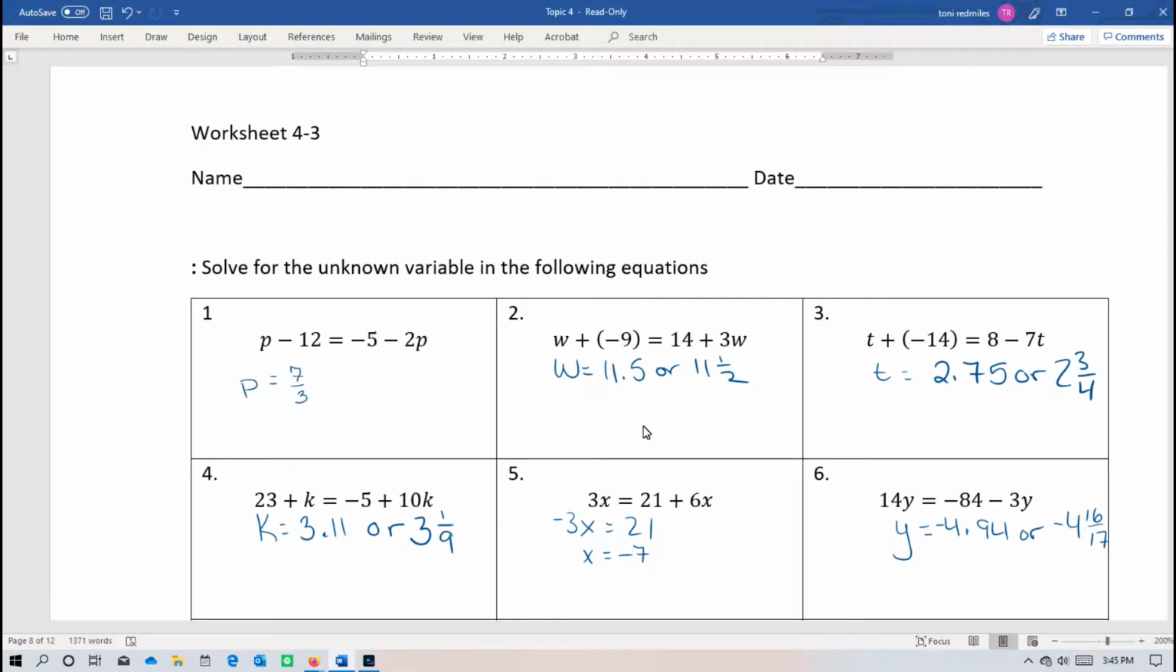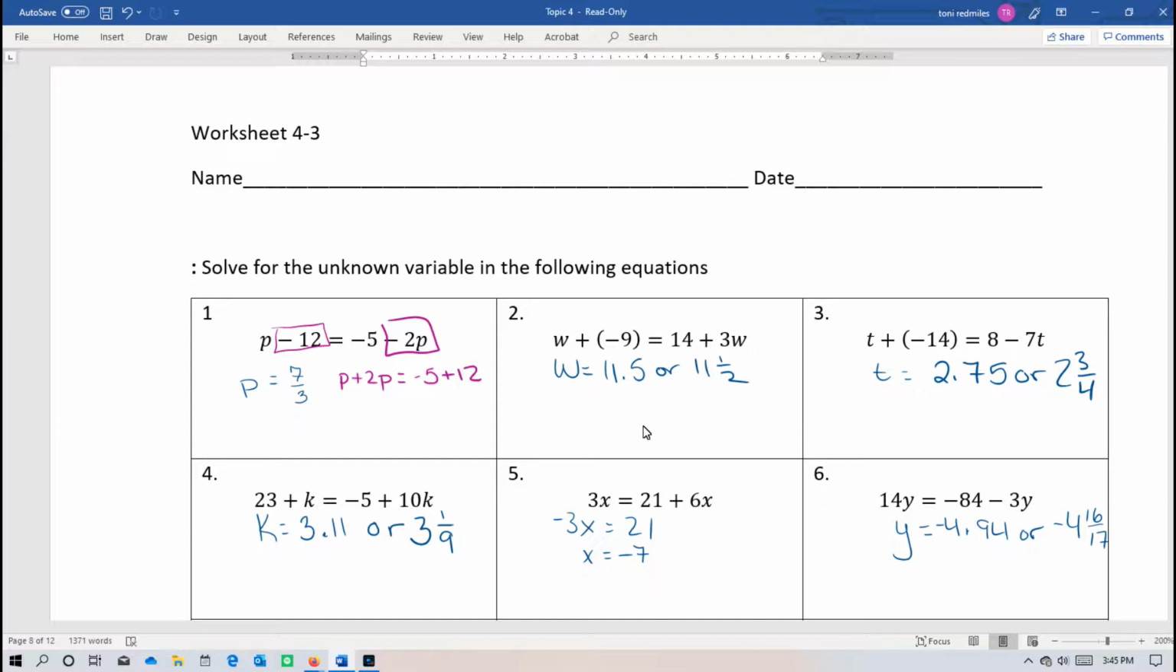All right, this first one's not too bad. I got to get my p's to the same side. So this one's negative. In order to move it to the other side, I got to make it positive. So I'm going to have p plus 2p on one side. If I move this negative 12 to the other side, it's going to become positive because I'm following order of operation. If it's negative, it will be positive. If it's multiplying, it will be divided.